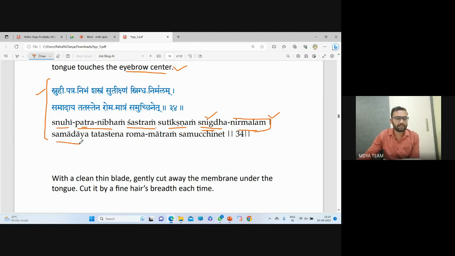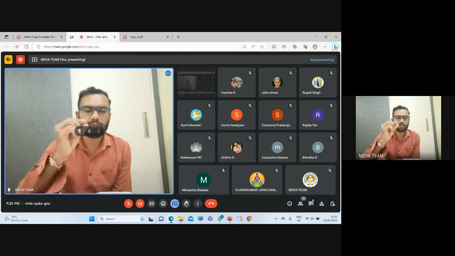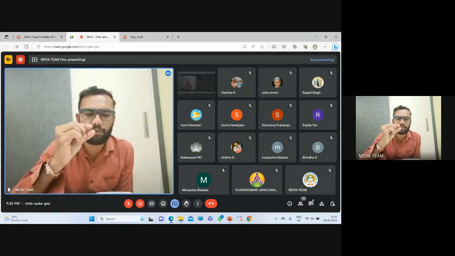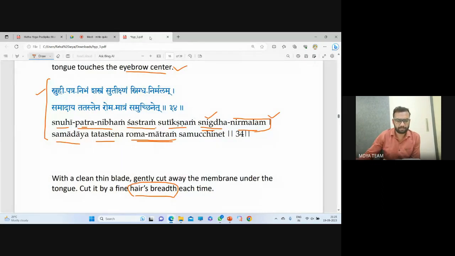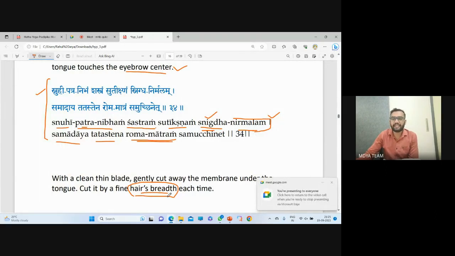And next, samadaya tatstena roma matram. Roma matram meaning is how much we will cut the bottom of our tongue. That is the hair's breadth. Very, very little amount we will cut the bottom of our tongue. Its breadth should be hair-like.